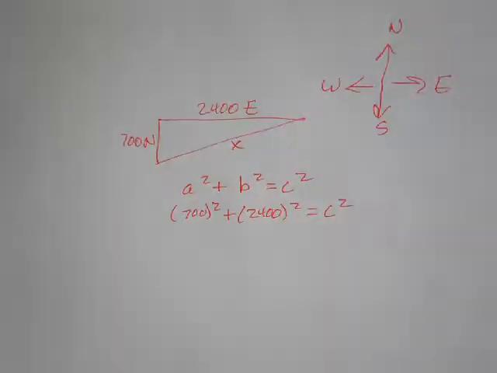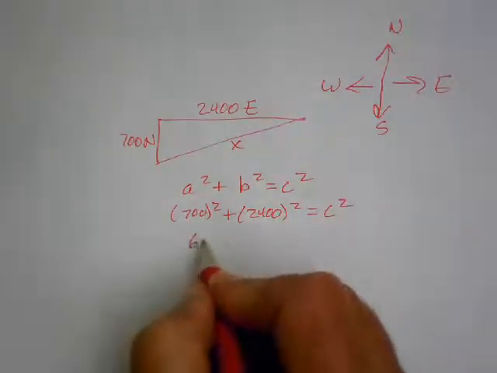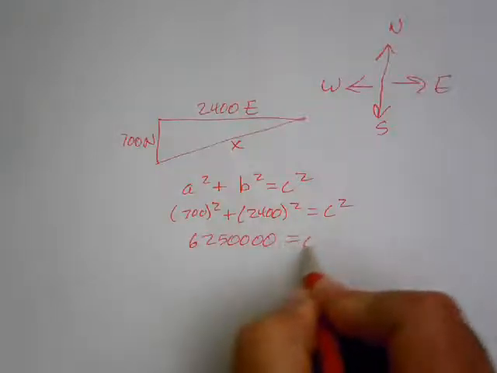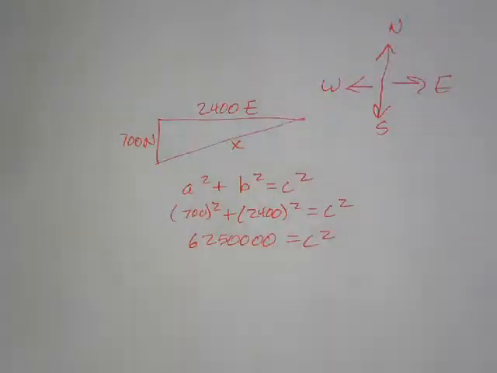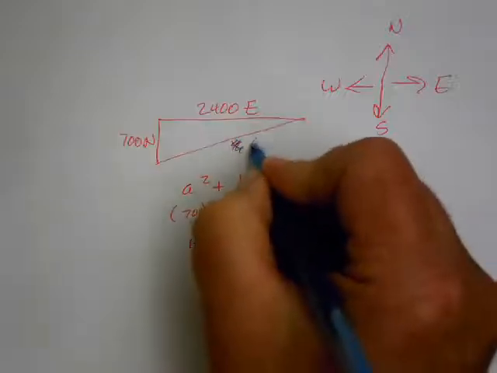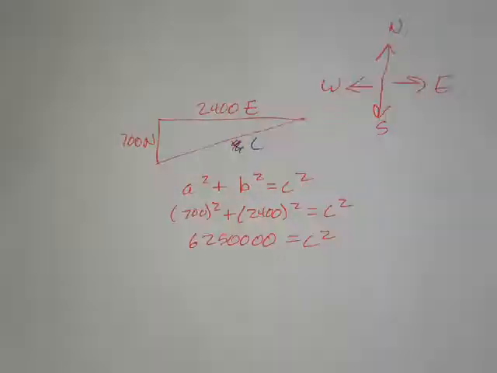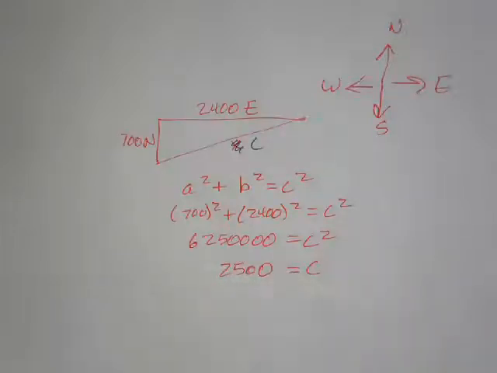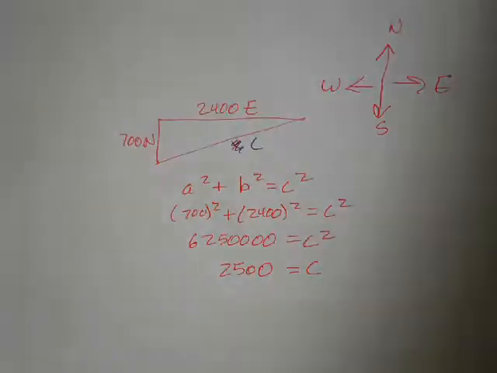This comes out to 6.25 with 6 zeros. I guess I should say, since I gave that the c there, square root of both sides, and we end up with the actual distance traveled was 2,500 miles. Excuse me.